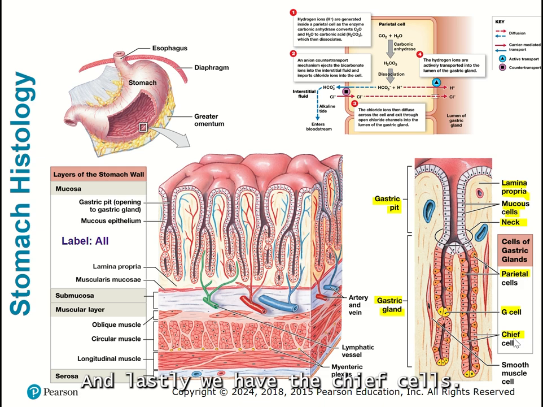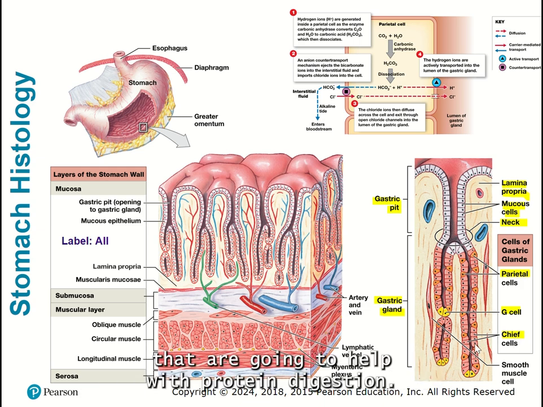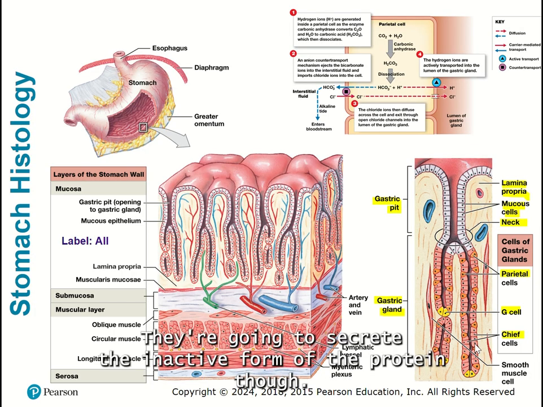And lastly, we have the chief cells. The chief cells are going to secrete enzymes that are going to help with protein digestion. They're going to secrete the inactive form of the protein, though.